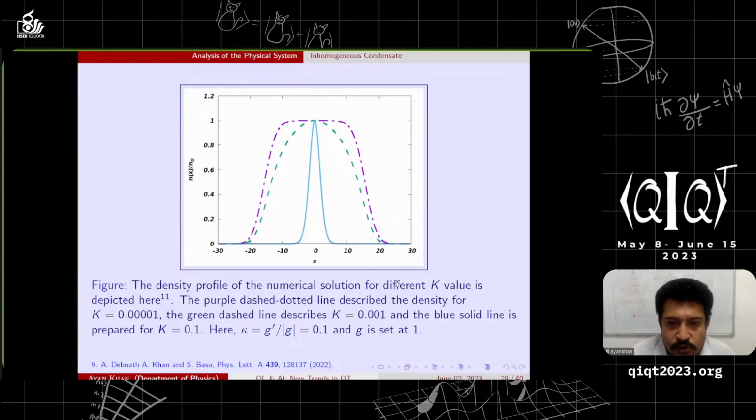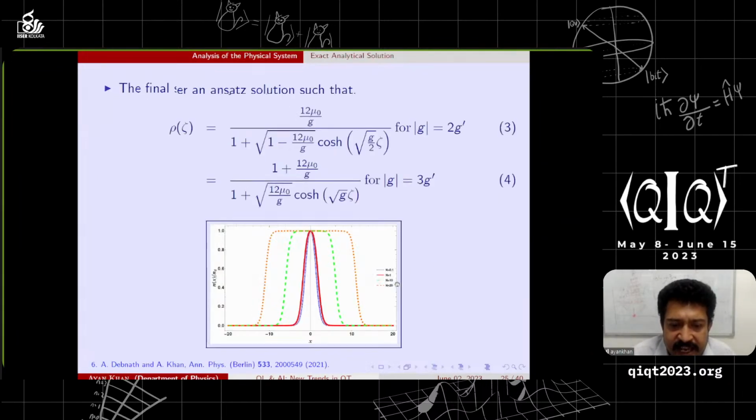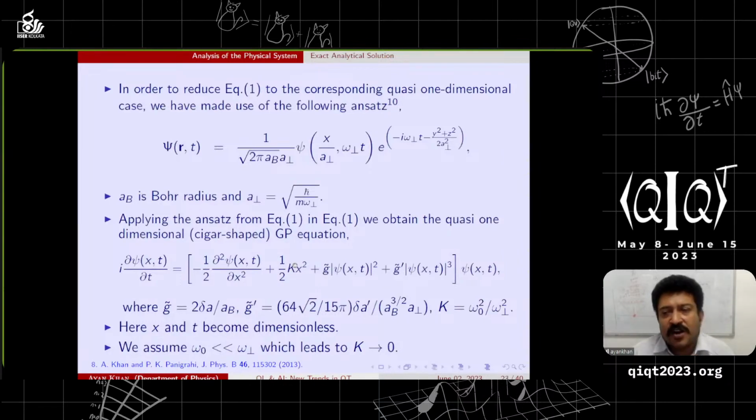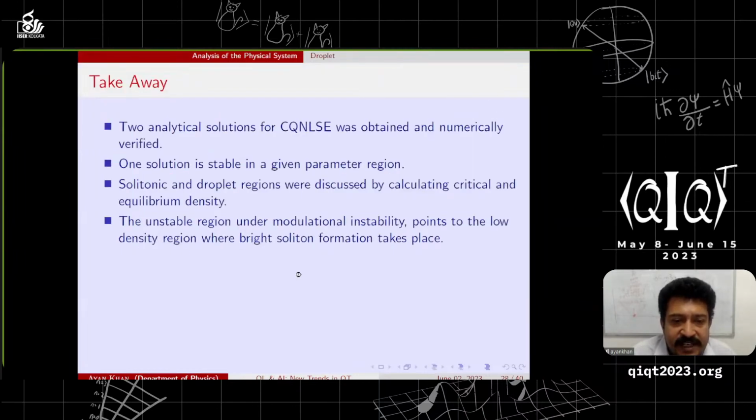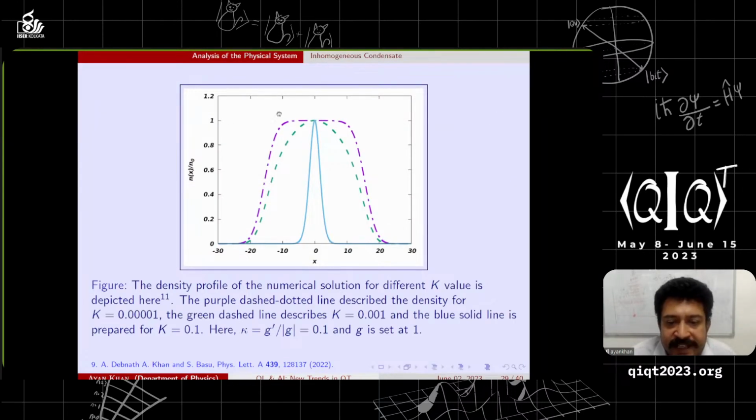Well, now what we do, as we have said, here I have taken K going to 0. This was for analytical convenience. But numerically we can solve it for K not equal to 0. So we did the numerical study next, and we numerically solved the extended Gross-Pitaevskii equation with quartic nonlinearity for different K values. And interestingly, what we realized is that if we modulate with this K, that way also we can move from the droplet to the soliton region.